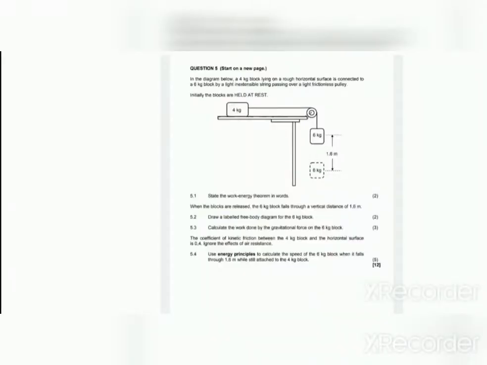Let's look at this one. In the diagram below, a 4 kilogram block lying on a rough horizontal surface is connected to a 6 kilogram block by a light inextensible string passing over a light frictionless pulley. Initially, the blocks are held at rest. So here we've got a two-body system.